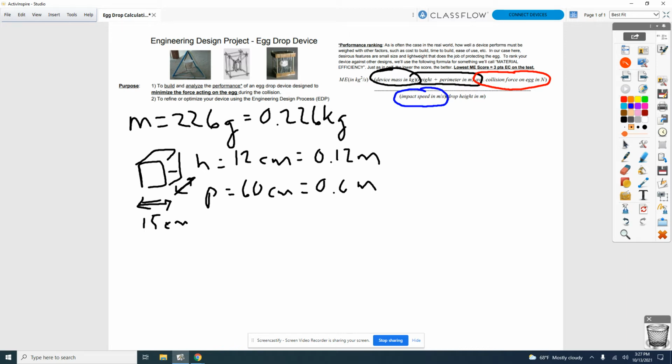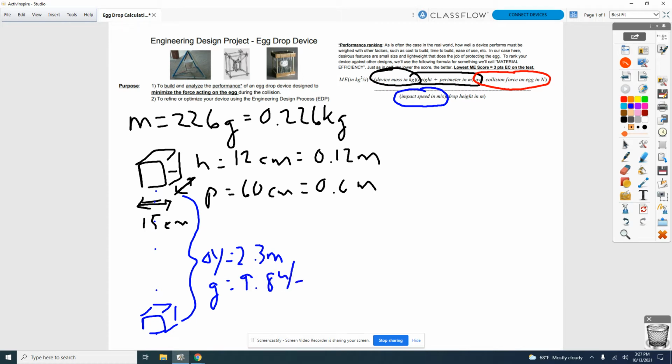So when the egg drop device fell, it accelerated due to the gravitational attraction to the Earth, and it hit traveling at some speed that I'm going to have to calculate. For my example, the drop height was 2.3 meters. It was accelerating at a rate of 9.8 meters per second squared. And what I want to do is determine how fast it hit. So what was its velocity on collision? Now, I'm going to have to do that using two different equations. Let's keep it in blue.